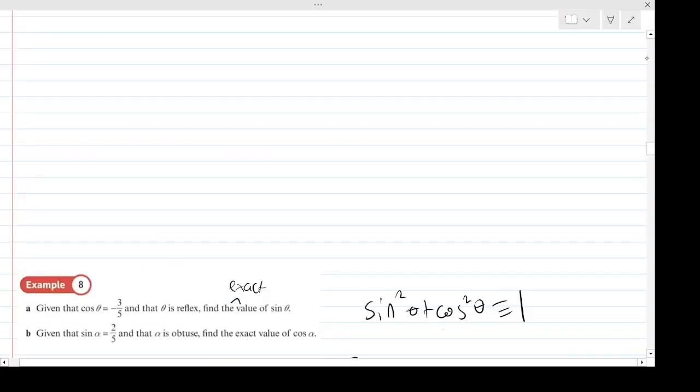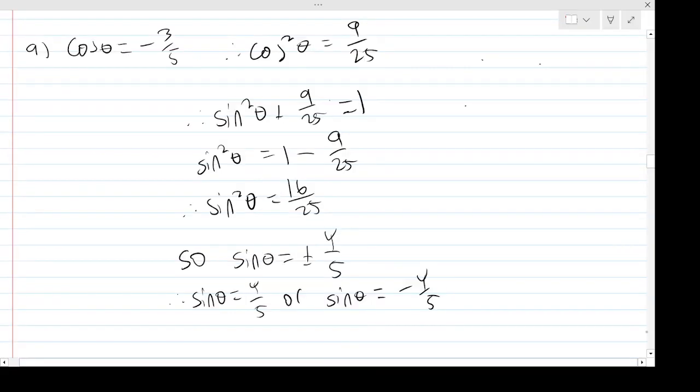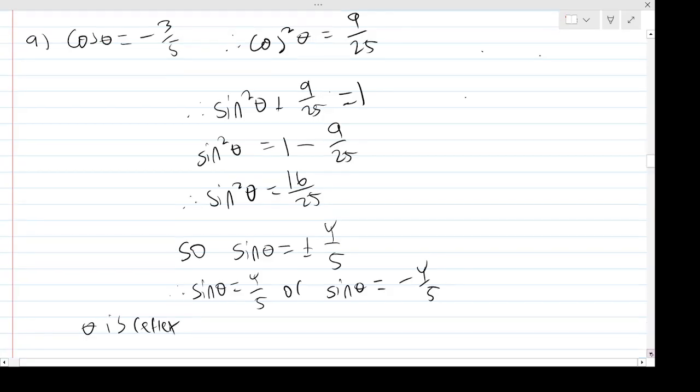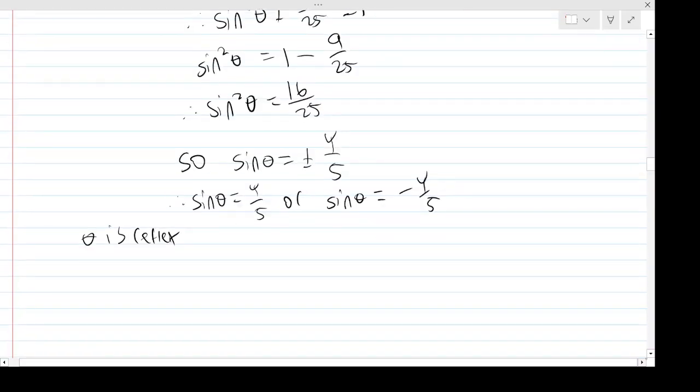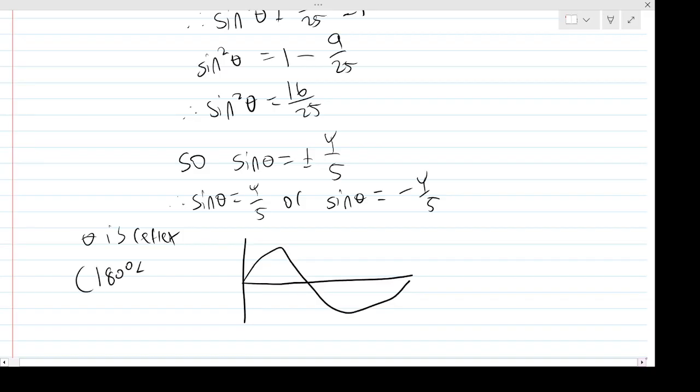Which value do we take then? This is where this will come into play. The angle theta, we're told, is reflex. I'll make a note: theta is reflex. What you can do then is consider the sine graph, say between 0 and 360 degrees, the standard sine graph. Now, if theta is reflex, that means it has to be between 180 and 360. That's a reflex angle, it's above 180. So that's going to be concerned with this portion of the sine graph.